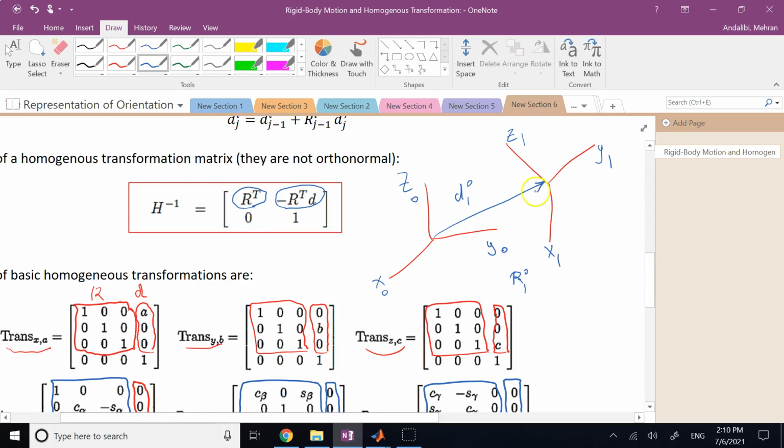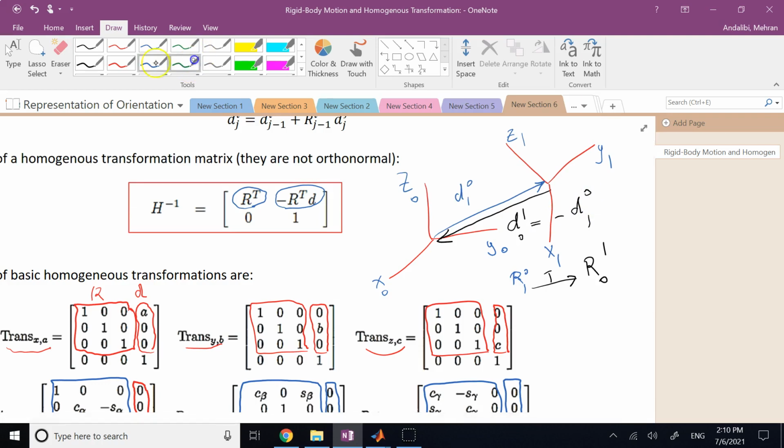Now, when I want to invert it, what does that mean? It means instead of R10, I have to use R01, which is clearly the transpose of that. But then I have to use this vector, which is d of 0 in 1. Now, what relation exists between these two vectors? Well, you might say they are the negative of each other. That's right, except for one difference.